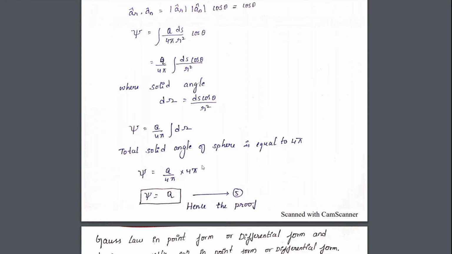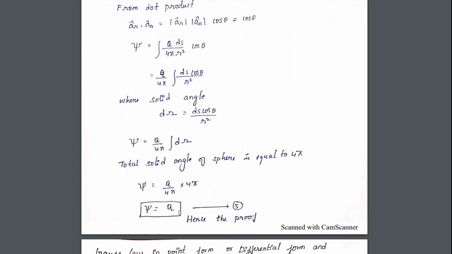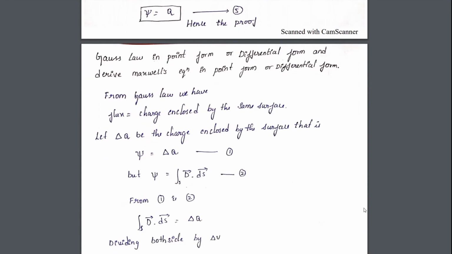4 pi gets cancelled. You get flux is equal to charge. So this is the proof of the Gauss law. I hope all of you understood how to state the Gauss law, how to represent it mathematically, that is psi is equal to Q, and how to derive the Gauss law.